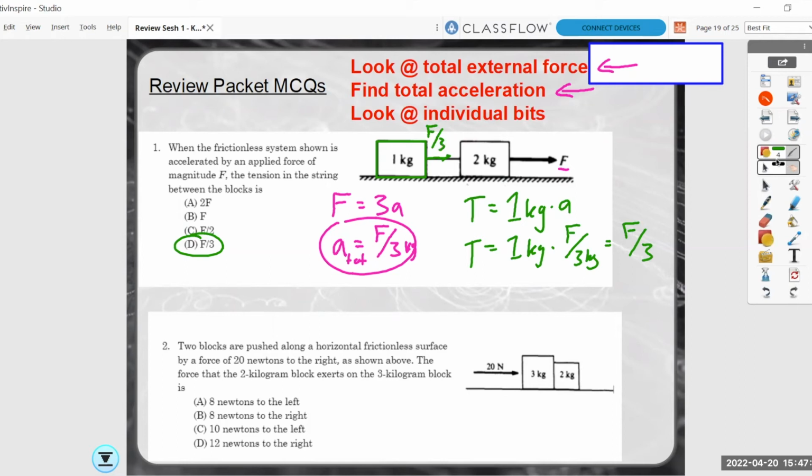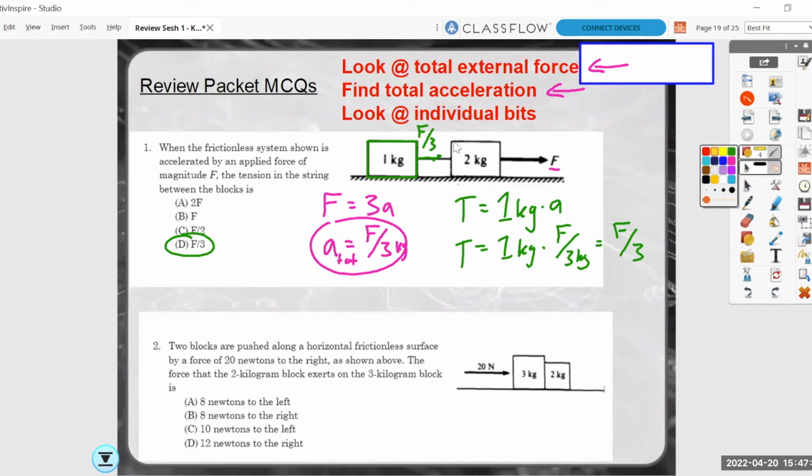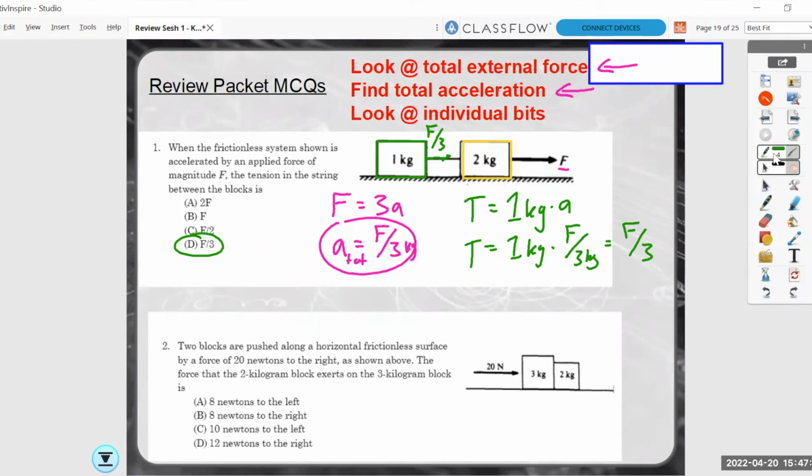The other box, which we'll make into a yellow box, has 2 forces on it. It's got a force F this way, and remember the tensions are the same, so a force of F over 3 this way. Well, I know F minus F over 3 is going to be 2/3 F. So the net force on my yellow block is 2/3 F. But of course, it's twice as massive, so it still accelerates at the same rate.